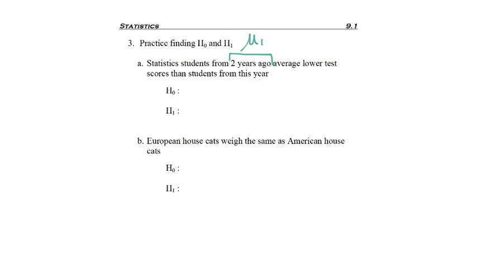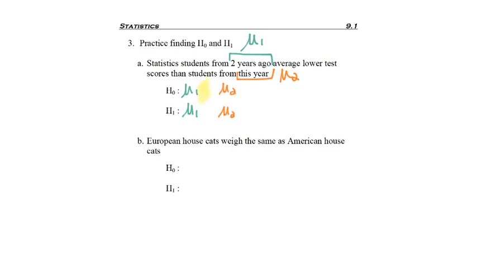Back to the sentence. Statistics students from 2 years ago average lower test scores than students this year. This year is our second population. That's who they're being compared to. So that's our mu2, population 2. Remember, when writing H0 and H1, we always start by comparing the first population. So mu1 will go in both of the first spots, compared to the second population. So mu2 will go in the second spots.